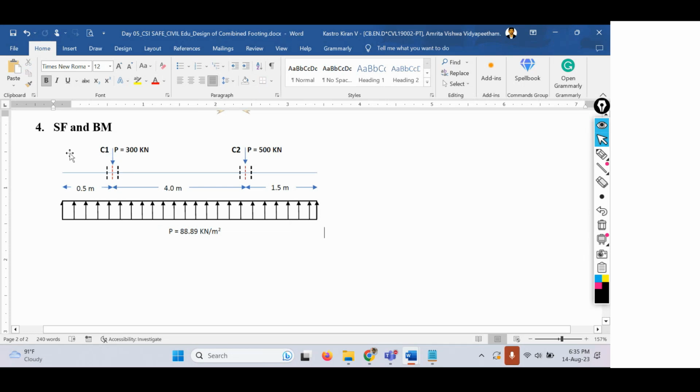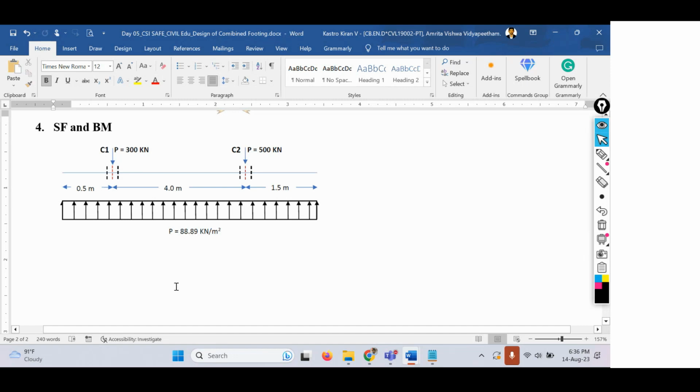Column 1 has a load of 300 kilonewtons, at a distance of 0.5 meters from the left side of the footing. Column 2 has a load of 500 kilonewtons, at a distance of 1.5 meters from the right side of the footing. The center to center distance between the two columns is 4 meters. Up to here it is fine. The total length of the footing is LF, and we also know the upward soil pressure, which is 88.89 kilonewtons per square meter.